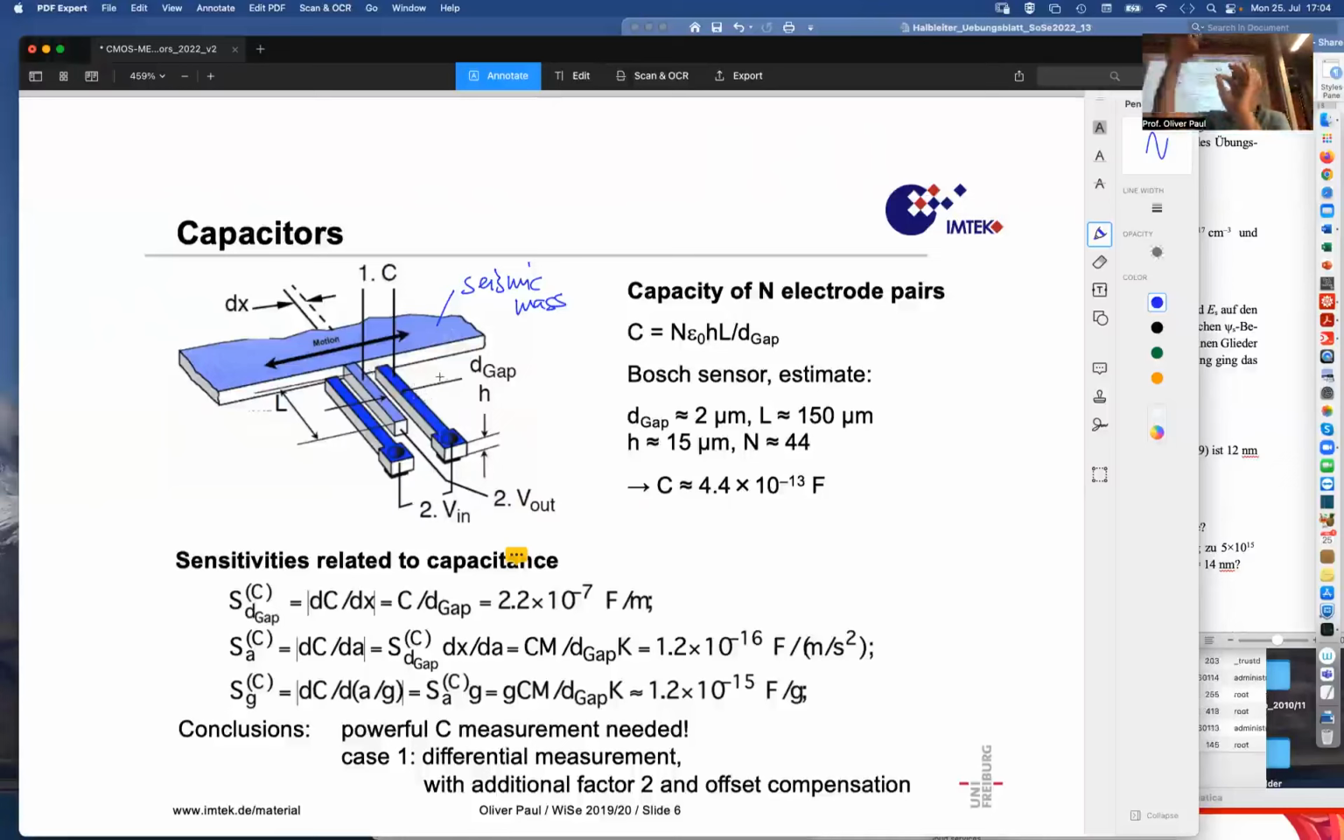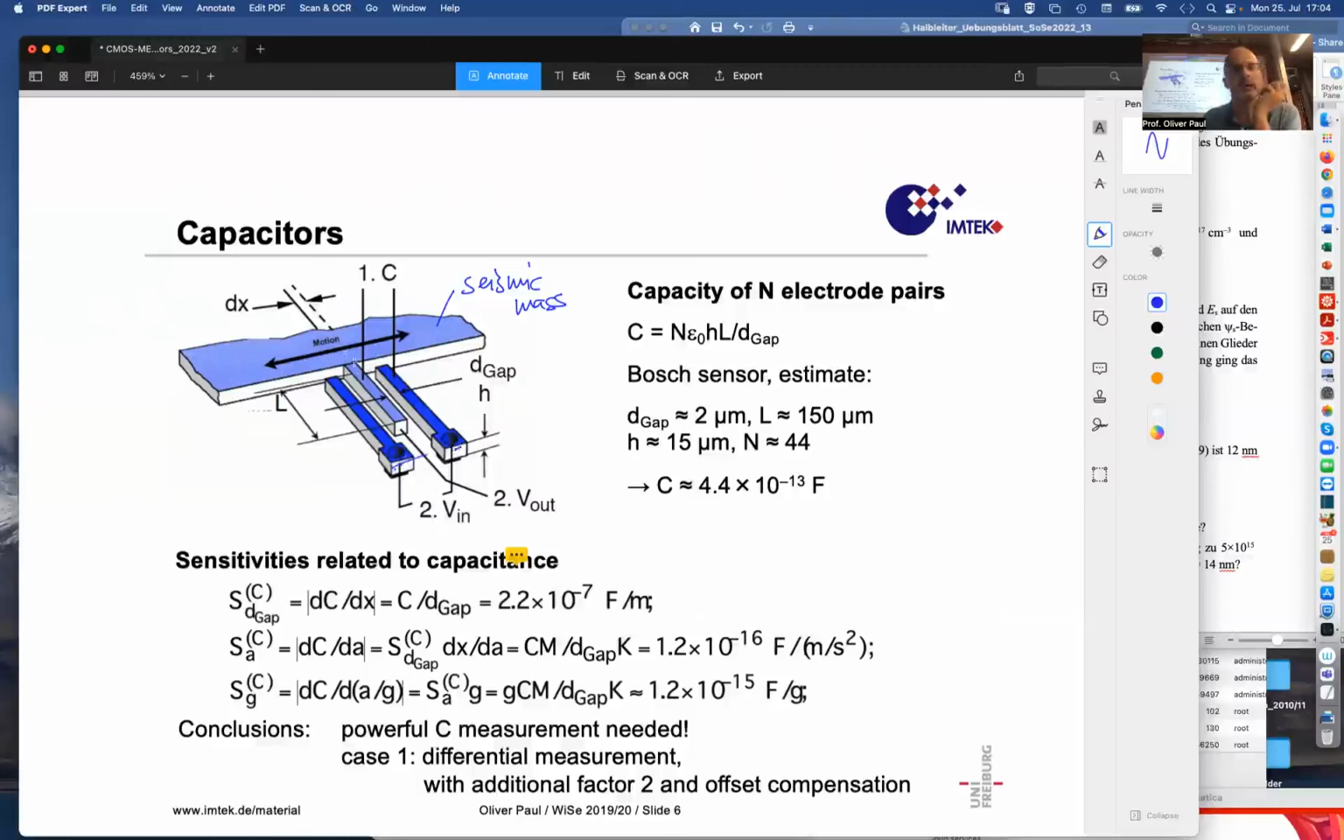If you detect that this increases, then you will know that the distance becomes smaller. If it decreases, the distance becomes larger. So that is something. You can also do a second kind of measurement. You can apply a voltage between those two electrodes, the counter electrodes, let's say 0 volt and 1 volt.